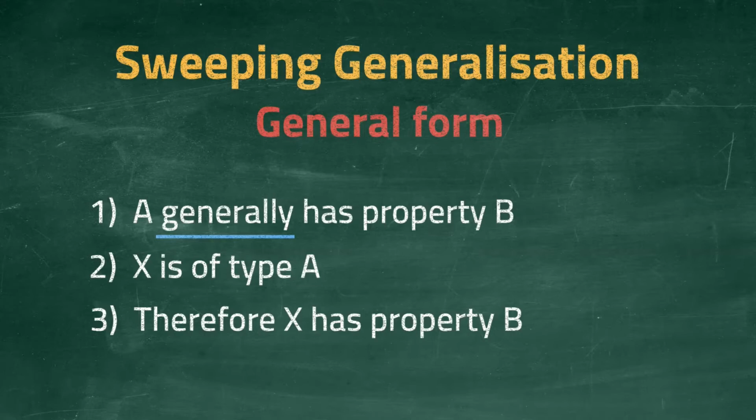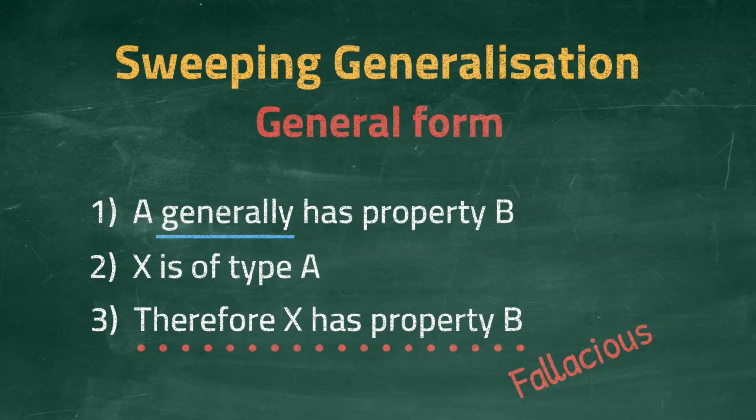Now this logic might seem correct, but the conclusion is where it falls down. Consider the first premise again. It is a generalization. It does not say that all things of type A have property B, so there can exist some objects of type A that do not have property B. Although X is of type A, we do not know for certain whether it has property B or not, and so it is fallacious to claim that it must have property B.